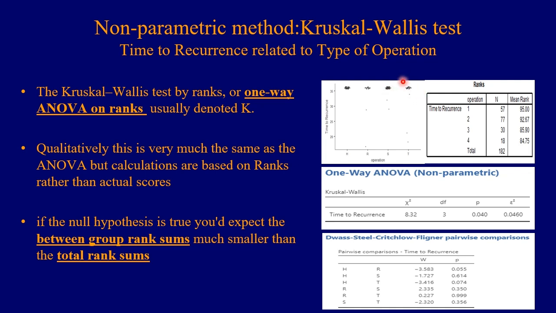But to measure the variations here, we measure the sum of the ranks rather than the actual figures, rather than the squares of the differences. We actually rank all the values, and we compare the between group rank sums to the total rank sum to obtain the test statistic and find out whether it is significant or not significant.